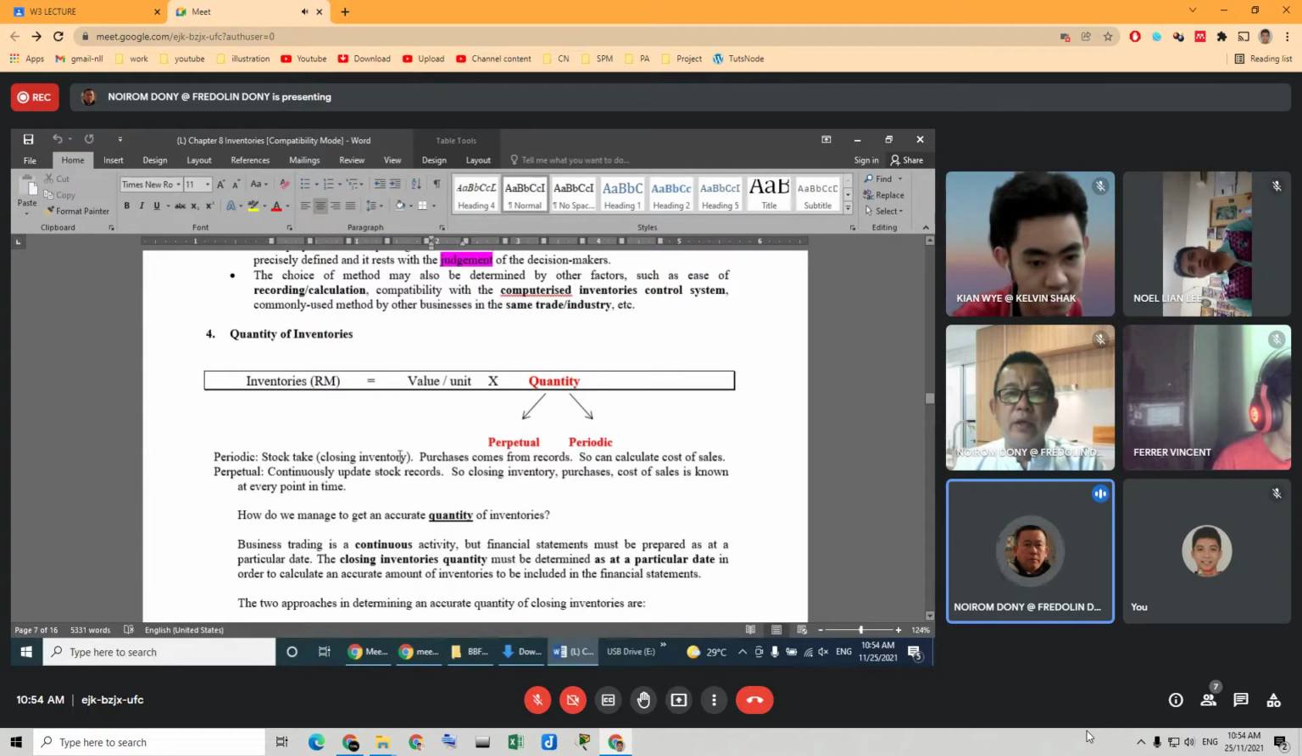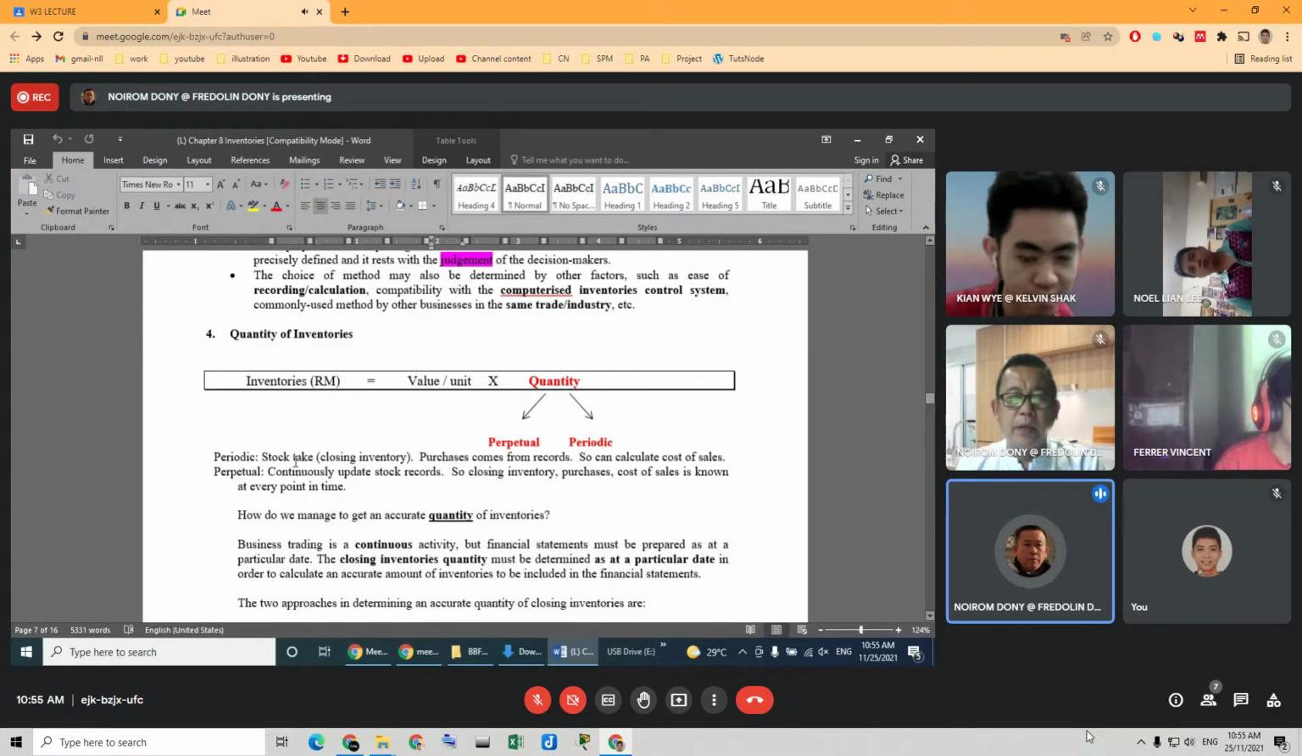You count one by one the closing inventory. So purchases come from record, so can calculate cost of sales. So periodic, we have to do the stock taking. But perpetual, like what we have done just now, that is continuously processed. We're updating the stock record. So closing inventory, purchases value, cost of sales, you can determine at any point of time. Okay, because you just refer from the bin card and see how much is the leftover.